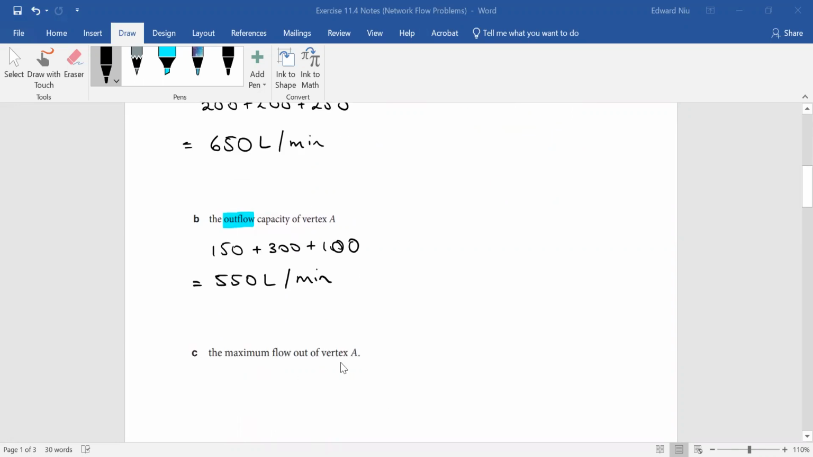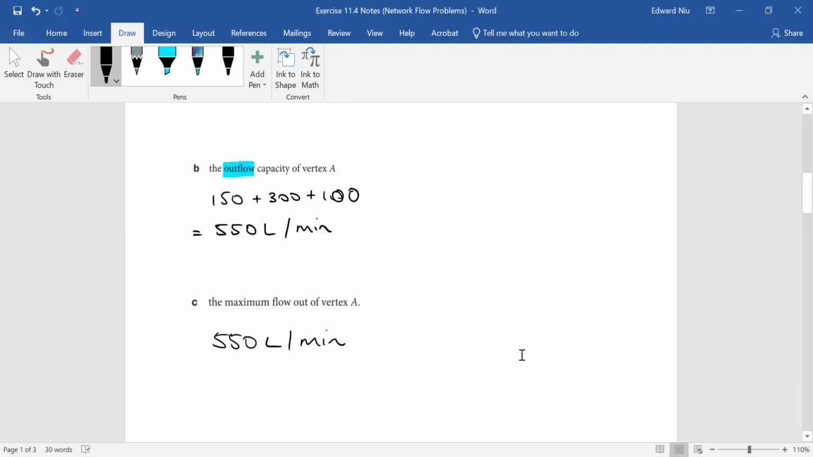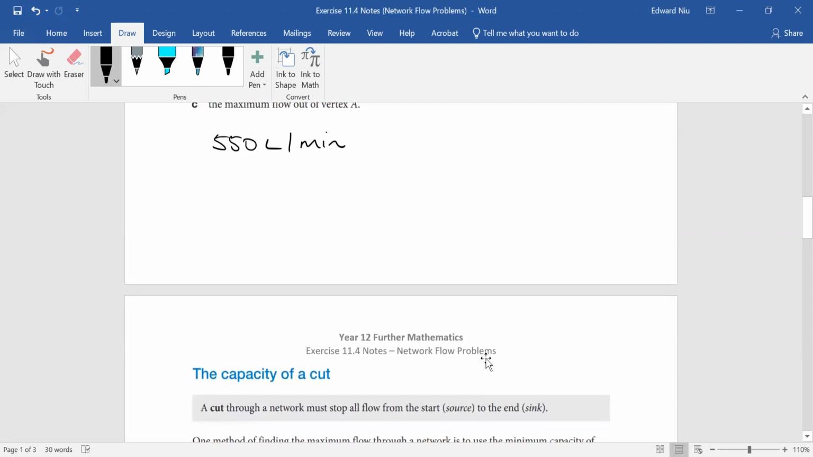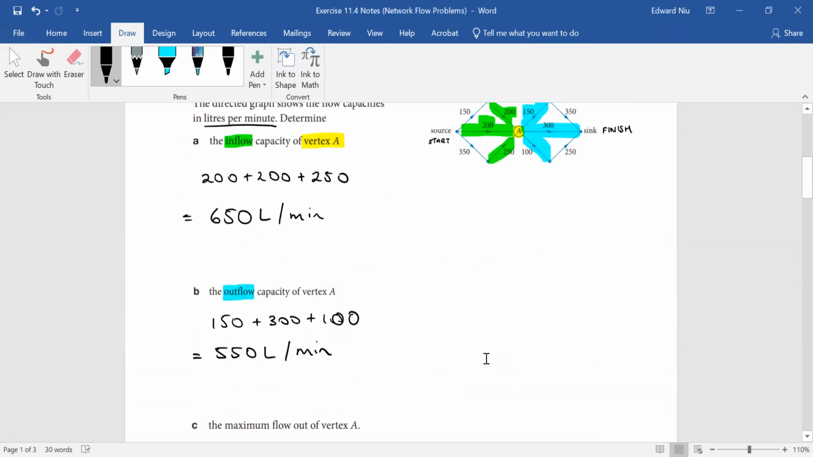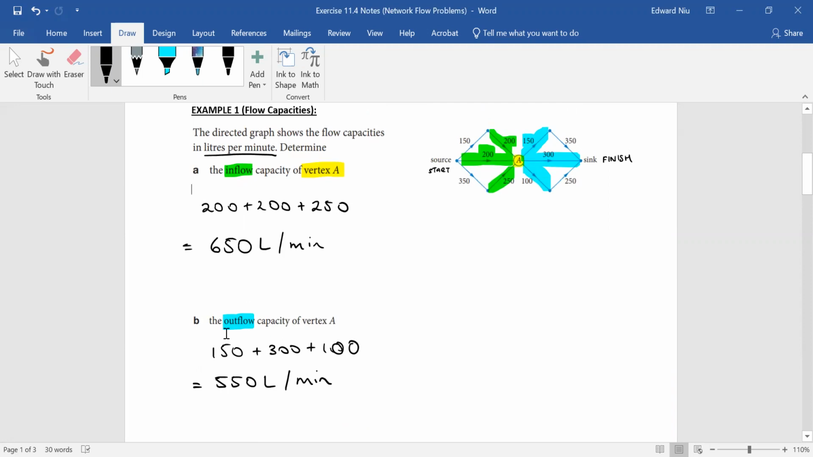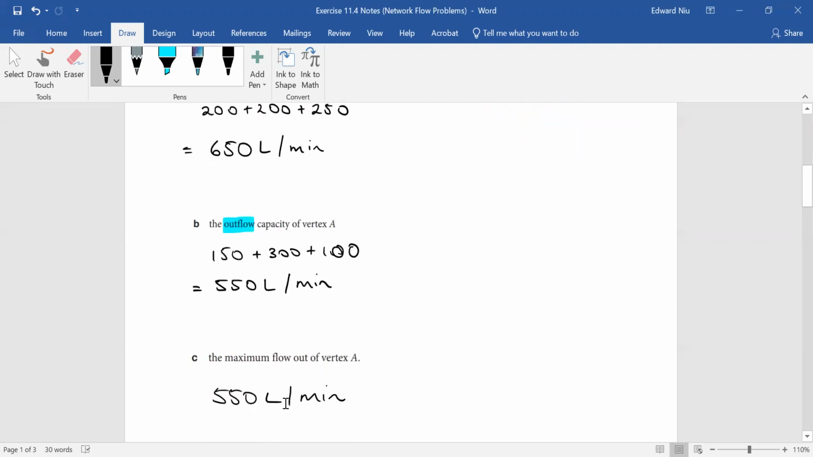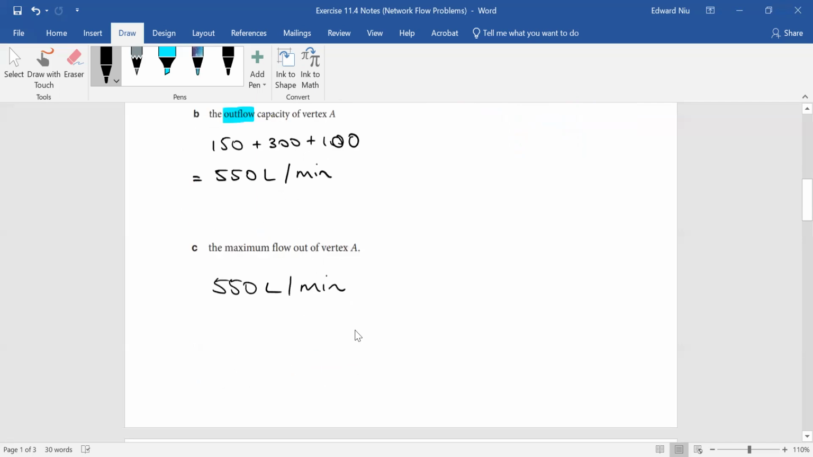So that's why the maximum flow is a smaller number, because that's the maximum it can produce, if you think of it that way, in liters per minute in our context here. So the maximum flow, the smaller between the two, is 550 liters per minute. That got me confused too for a sec, but no, it is definitely the smaller of the two. If the inflow happened to be 500 liters, then you would say the maximum flow is 500 liters per minute compared to the 550.